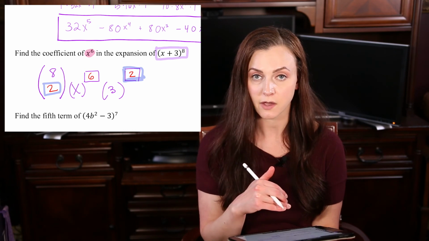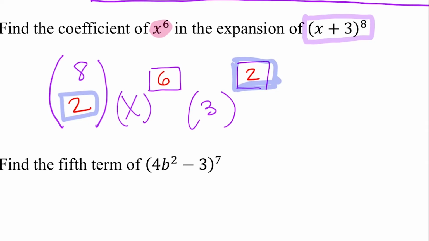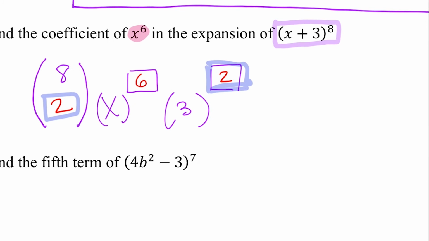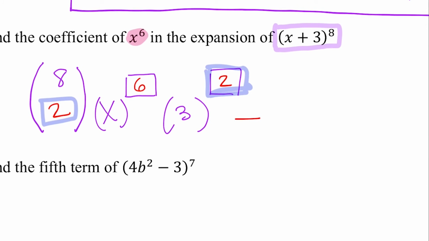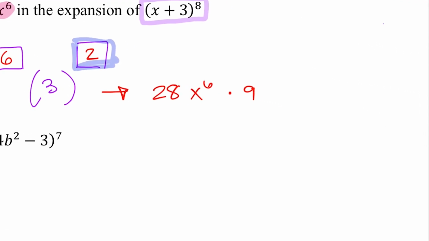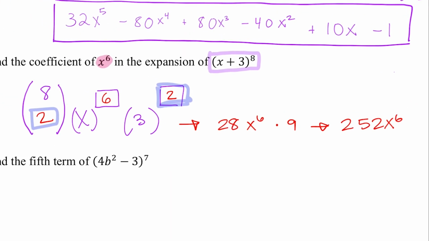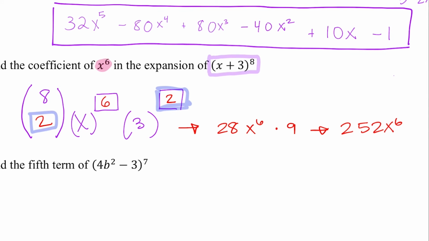We can just put this part in the calculator and figure out the term. 8 choose 2 is 28. So this becomes 28 x to the 6th times 3 squared, which is 9. And then 28 x to the 6th times 9 is 252 x to the 6th. But let's go back to the question. It said find the coefficient of x to the 6th. Coefficient is just the number in front. So the answer would actually just be 252.